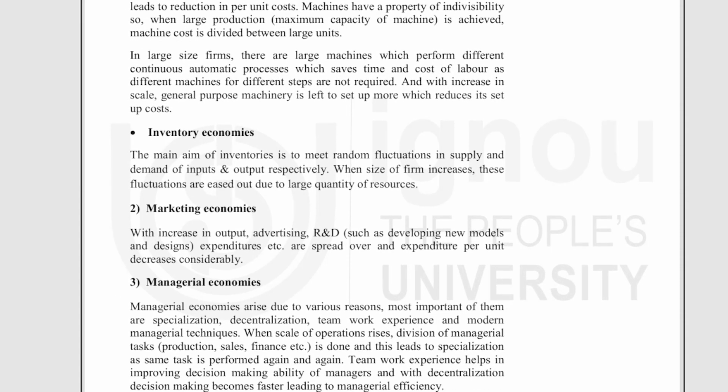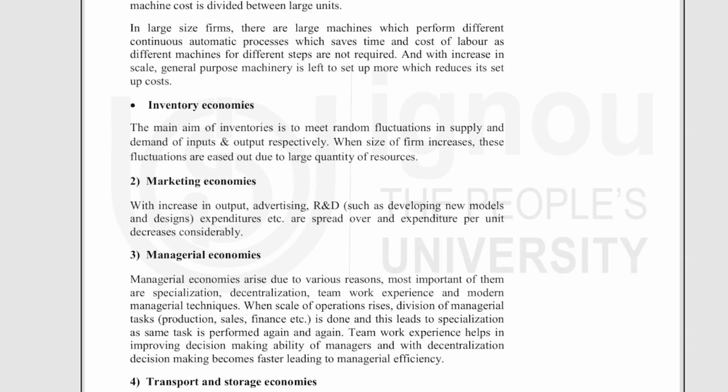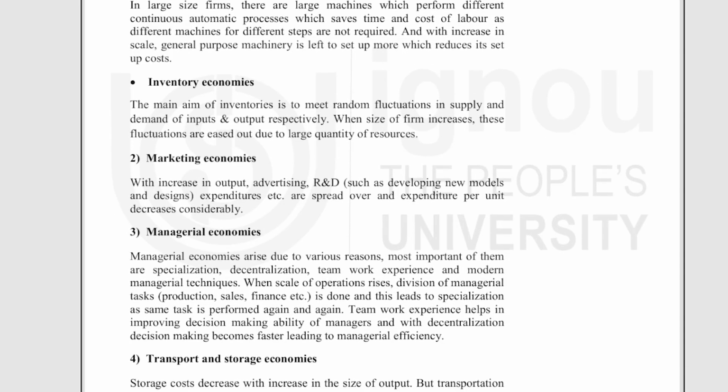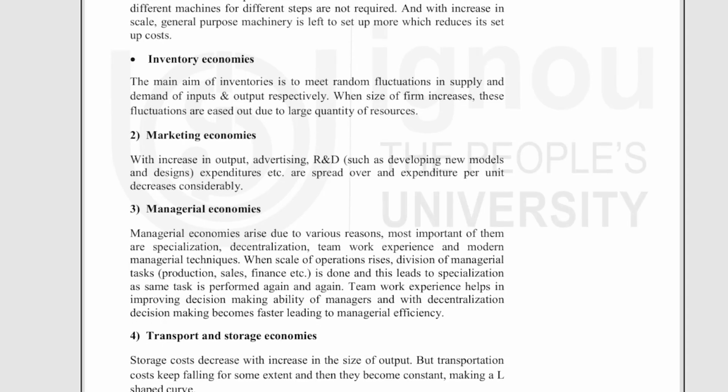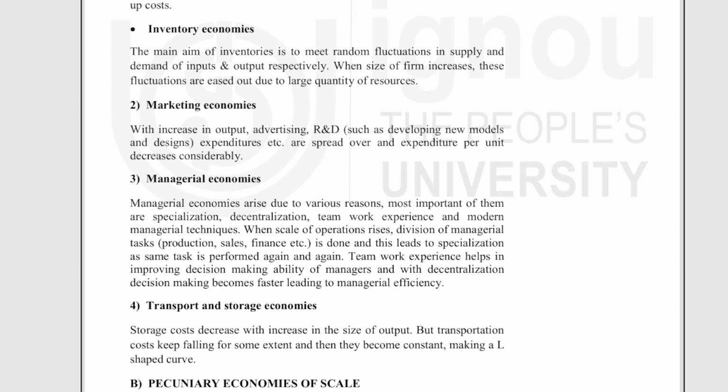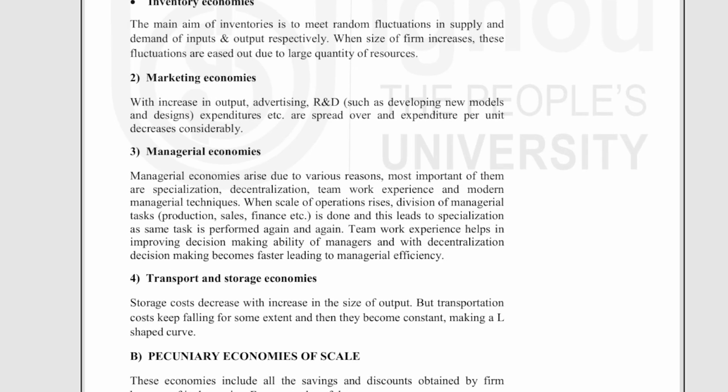So in a large size firm, there are large machines which perform different continuous automatic processes which save time and cost of labor, and different machines for different steps are not required. And with increase in scale, general purpose machinery is left to set up more, which reduces its setup cost. And inventory economies: the main aim of inventories is to meet random fluctuations in supply and demand of input and output respectively, and when the size of the firm increases, these fluctuations are eased out due to a large quantity of resources.